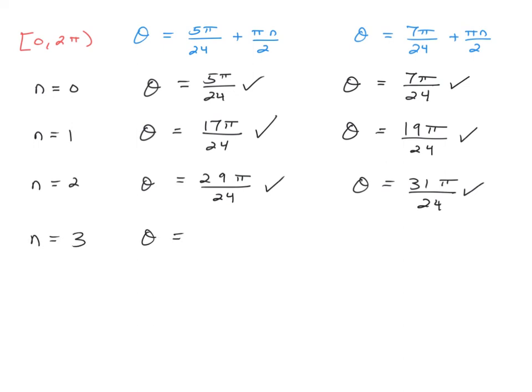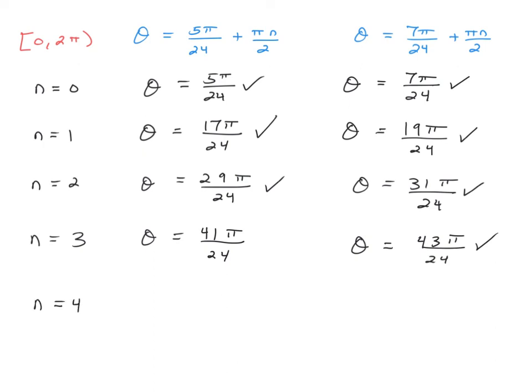Well, what if I do 3/2 pi? Let's see what we get. So 5 pi over 24 plus 3 pi over 2. Okay, that is 41 pi over 24. We're getting close. Over here, if we do 7 pi over 24 plus 3 pi over 2, we get 43 pi over 24. I think we're at maybe our last stop.